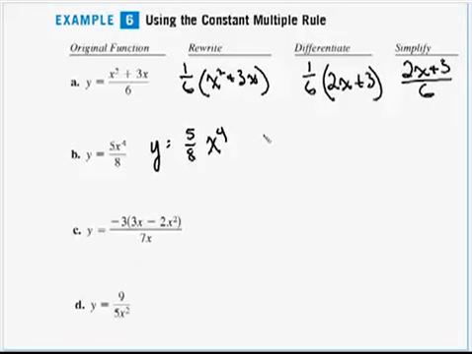Y prime equals, bring this down and multiply that by the term that's already there. 4 times 5 is 20. 20 over 8, x to 1 power lower, x to the 3rd. And I guess we can factor out a 4 there. So that would be 5 halves, x to the 3rd.